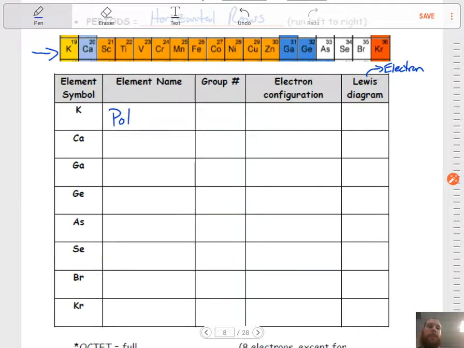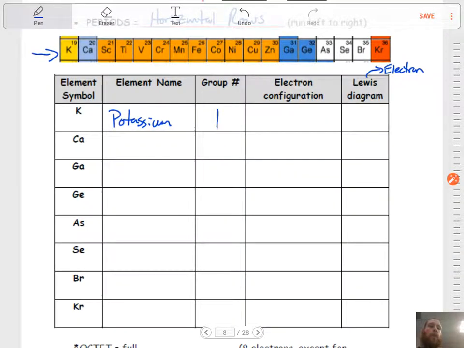So, K, hopefully we know what that is. That is potassium. That is found in group 1. Do you remember what group 1 is called? If you thought alkali metals, then you would be correct. If you look on your reference table, potassium has a 2-8-8-1 configuration.